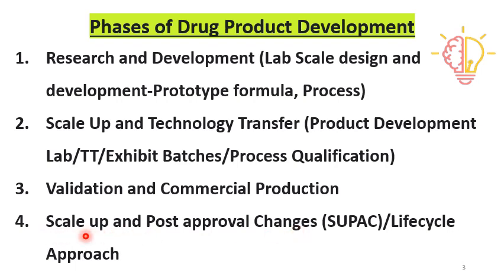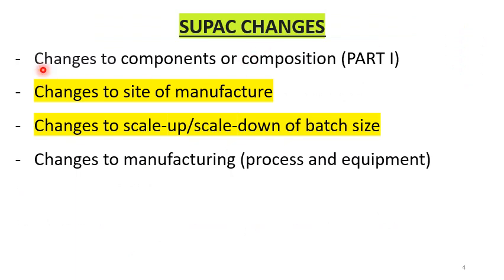So these scale up and post approval changes come after the approval of the product and not before the regulatory approval of the product. That's why the name is post approval changes. It is in the life cycle of the formulation. So changes to the components and composition we have studied in part 1. The link will be given in the description.